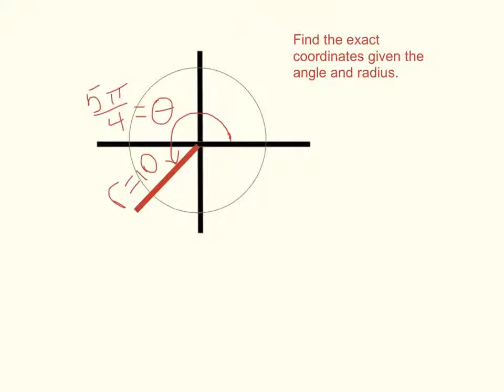Find the exact coordinates given the angle and the radius. The angle is 5 pi over 4, and the radius is 10. To find the exact coordinates here, we're going to need to use a reference triangle with this reference angle to figure out the x and the y coordinates.